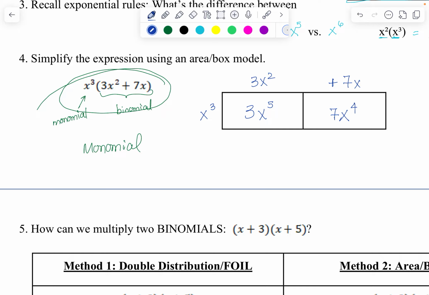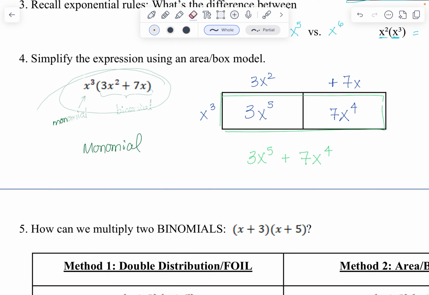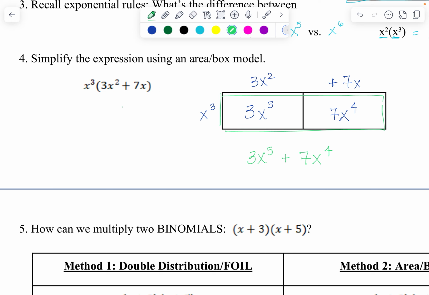So when I want to talk about the entire totality of this rectangle, the area of this rectangle, I would simply add the areas. 3x to the 5th plus 7x to the 4th. Okay. If we were to apply that property here, we would call it the distributive property. Okay. So we would take this and distribute.